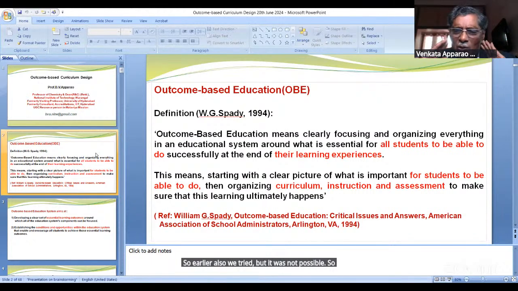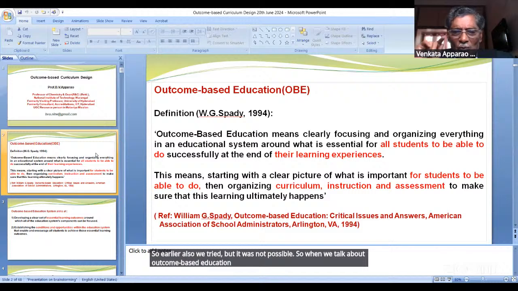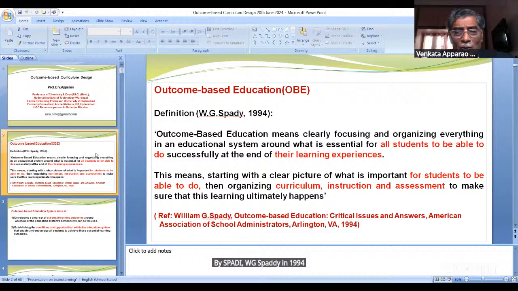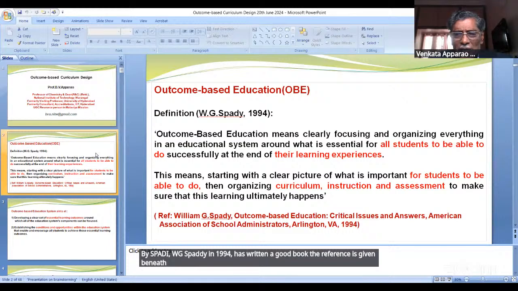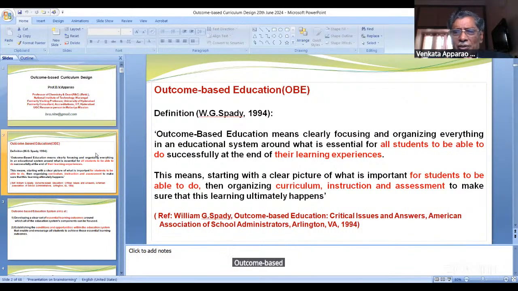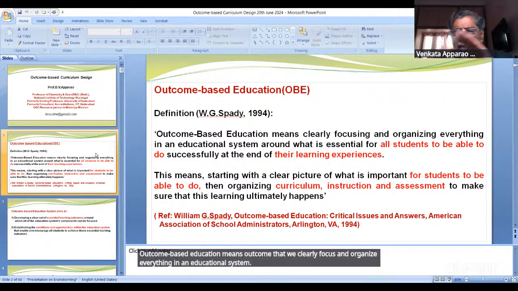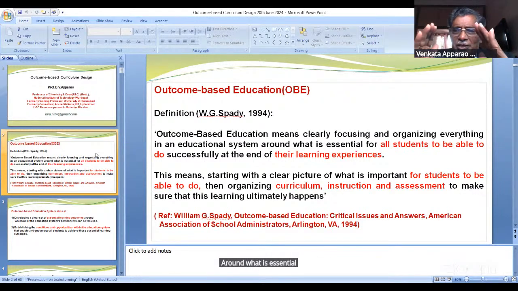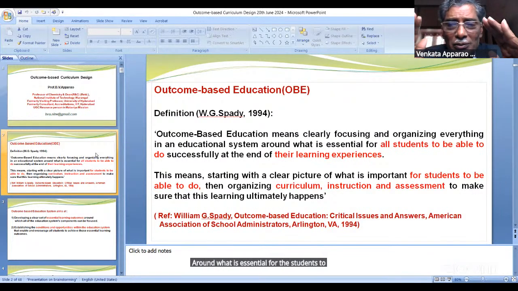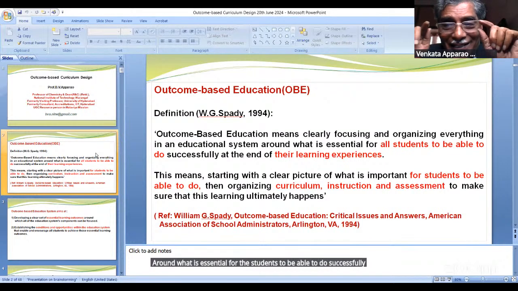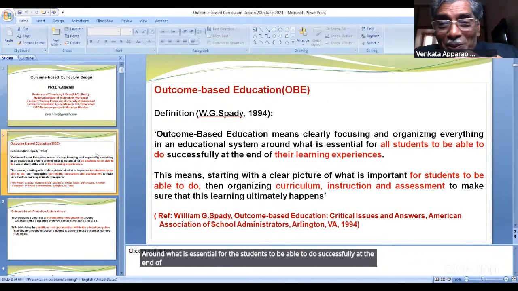So when we talk about outcome-based education, we always start with the definition by Spady, W.G. Spady in 1994. He has written a good book. The reference is given beneath. Outcome-based education means that we clearly focus and organize everything in an educational system around what is essential for the students to be able to do successfully at the end of significant learning experiences.